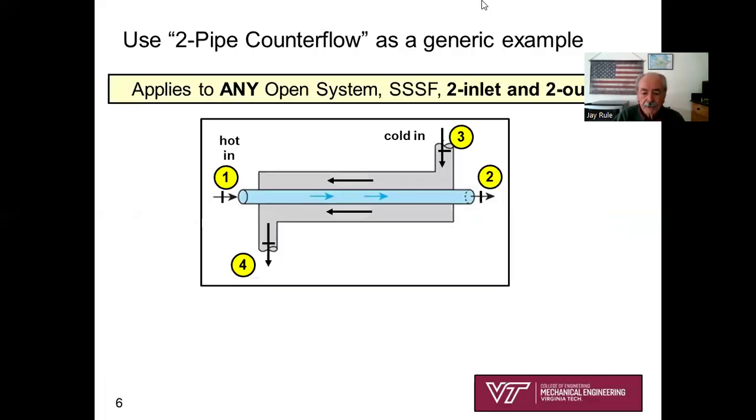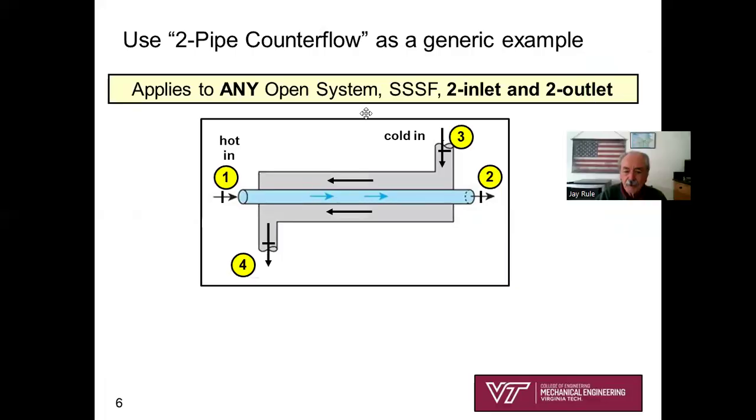Here, method number 1 is the simplest way. This is called a 2-pipe counterflow sketch. Do you see why? I've got 2 inlets, 2 outlets. It's an open system, steady state, steady flow. Do you see why it's called counterflow?